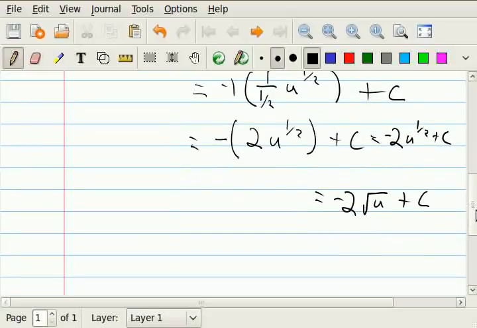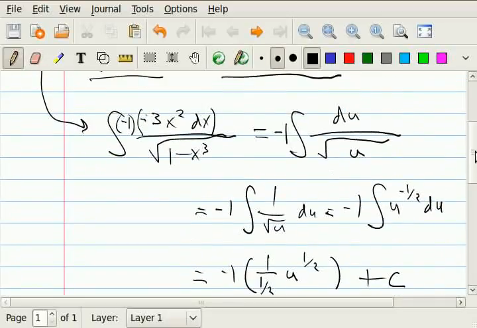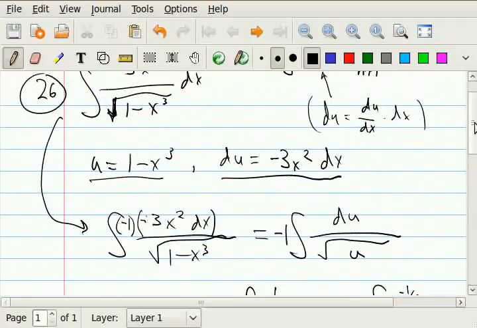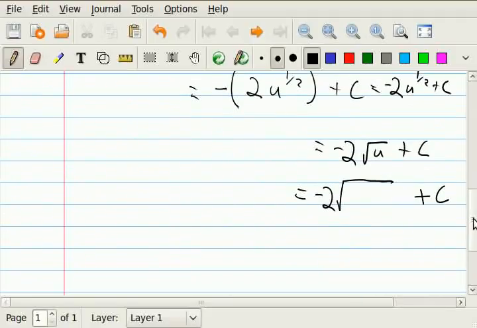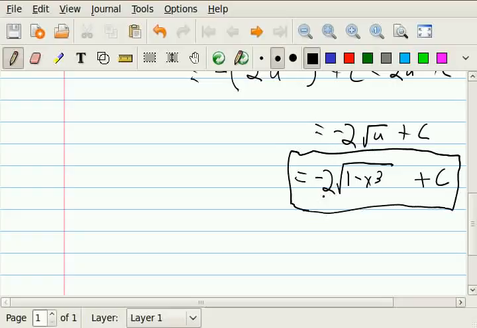Oh yeah, and one last thing. It's easy to forget this, but you don't leave u in the answer. U is this temporary thing that we created to make our life easier and apply a rule of integration. So what was u? It was 1 minus x cubed. You definitely have to go back to that because if somebody looks at this answer, they don't know what u is. It's something you created to solve the problem. So there we go. Negative 2 times the square root of 1 minus x cubed plus c.